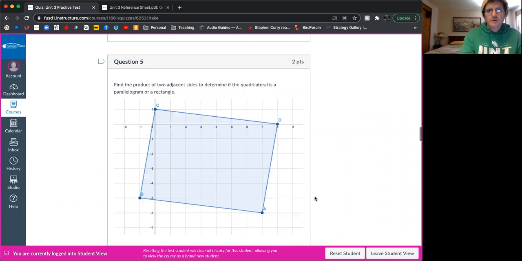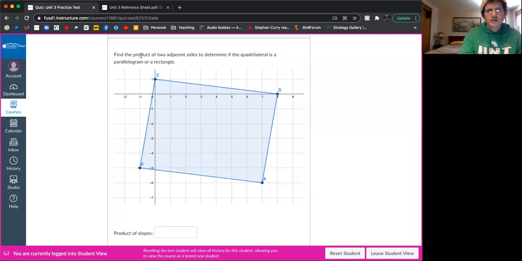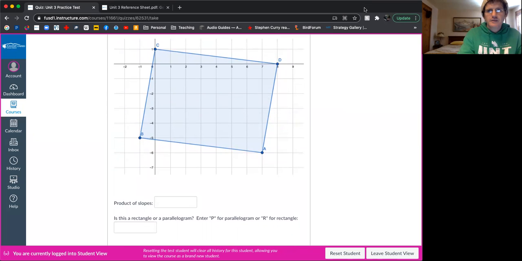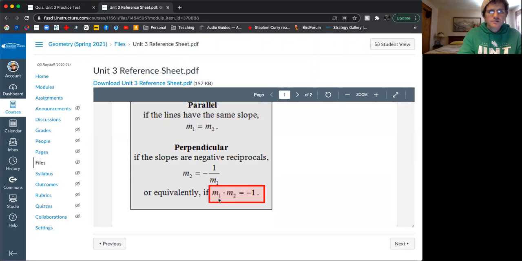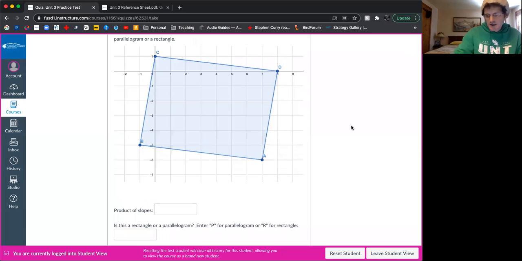So anyways, if I go down to question 5, this is now a different type of question. It says, find the product of two adjacent sides to determine if the quadrilateral is a parallelogram or a rectangle. And this goes back to what we talked about. If I come over here real quick, this comes back to this idea. I take two slopes, multiply them together and get -1. If it's -1, then they are perpendicular. If it's anything else, they're not perpendicular. So I'm going to pick any two sides of this, and it doesn't matter which two. So I'll pick this one and this one.